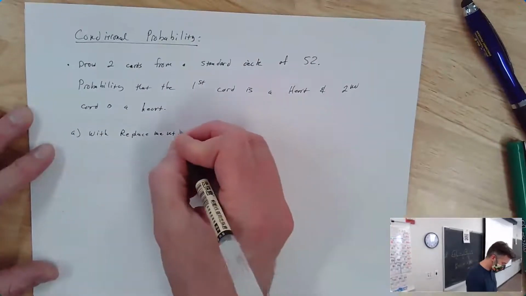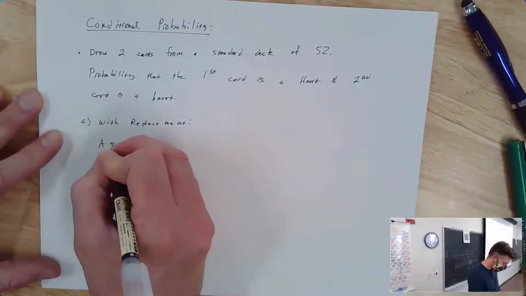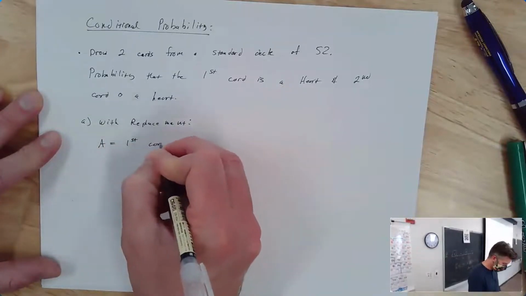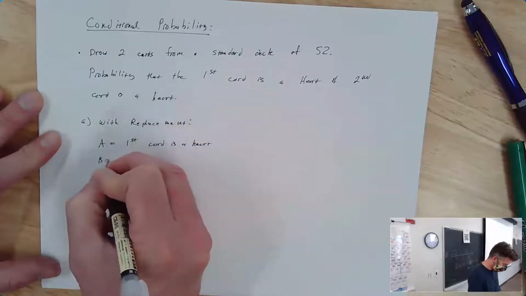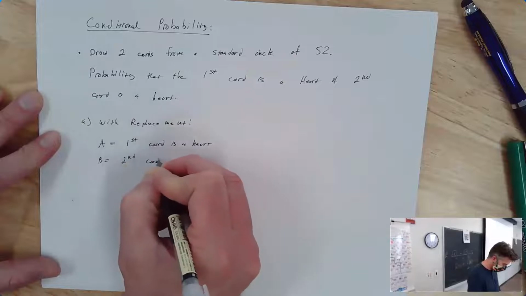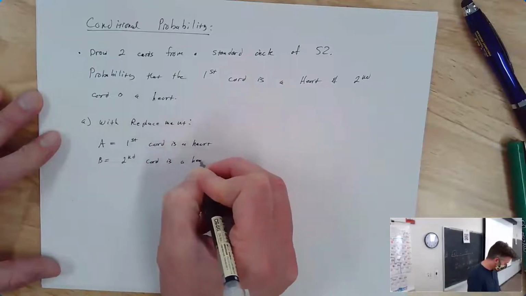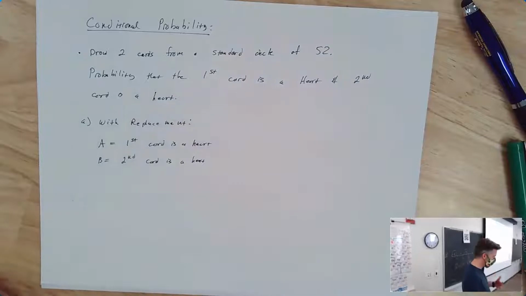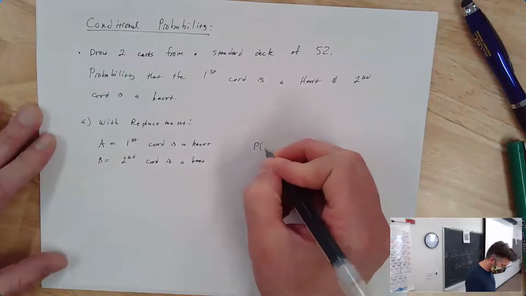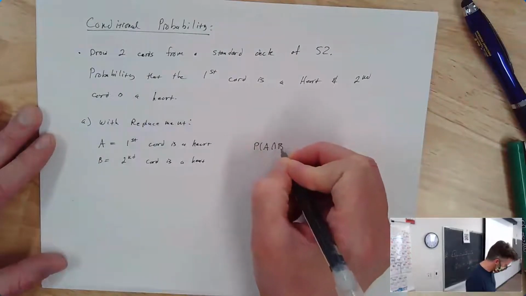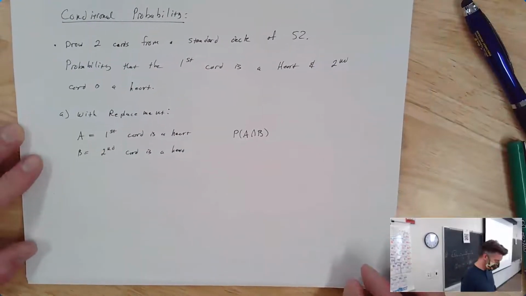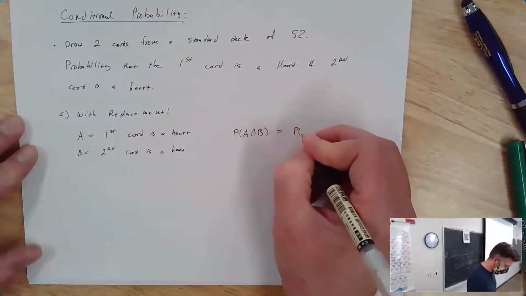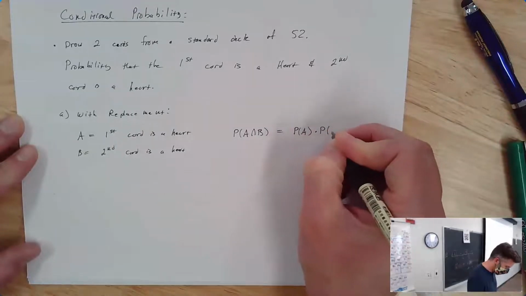So let's do it this way. Let's say that A is the event that the first card is a heart, and B is the event that the second card is a heart. And we want both A and B to be true. So we're trying to find the probability of A intersect B, which in this case is just equal to the probability of A times the probability of B.